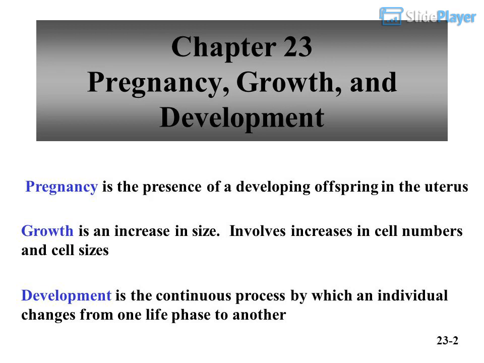Chapter 23: Pregnancy, Growth, and Development. Pregnancy is the presence of a developing offspring in the uterus. Growth is an increase in size. It involves increases in cell numbers and cell sizes. Development is the continuous process by which an individual changes from one life phase to another.